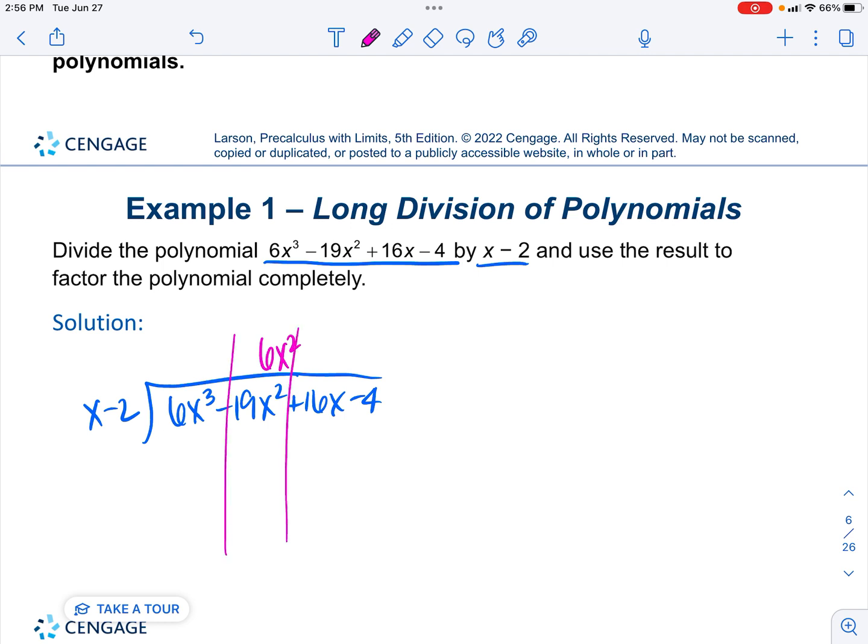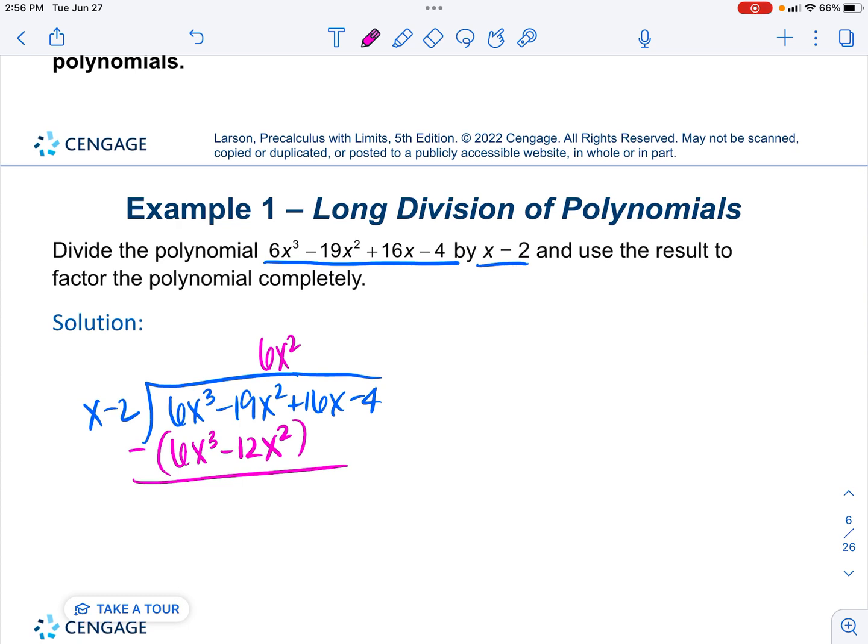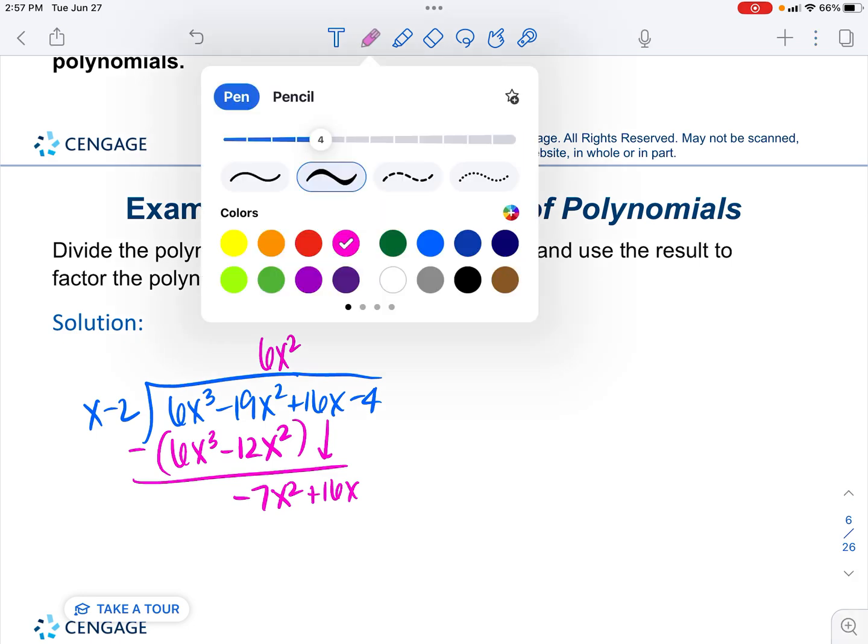Now I like to keep my terms aligned vertically, so that's why I wrote my first term, 6x squared, right above the 19x squared. So that's my picking part. Now I'm going to do the multiply part. 6x squared times x is 6x cubed. 6x squared times negative 2 is minus 12x squared. That's my multiplying part. Now I'm going to do my subtracting part. 6x cubed minus 6x cubed is 0. That's what I wanted. Negative 19x squared minus negative 12x squared, or plus 12x squared, would be minus 7x squared. Then we drop down the 16x and we start over.